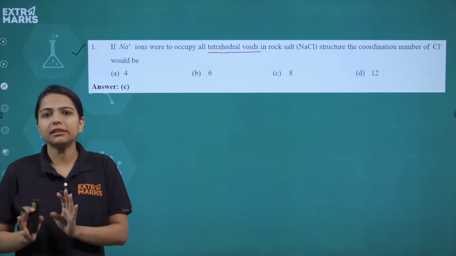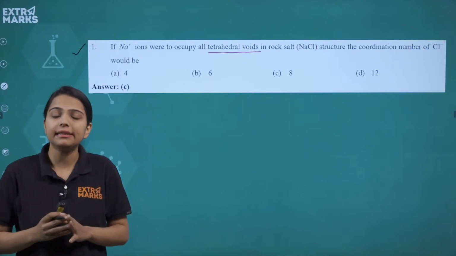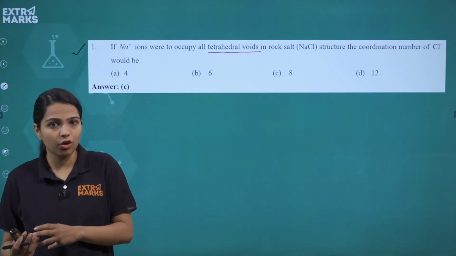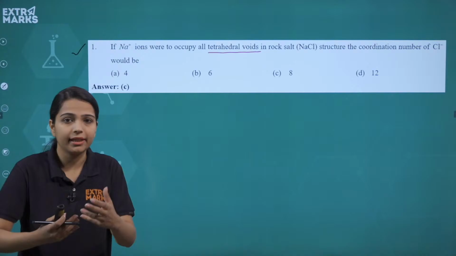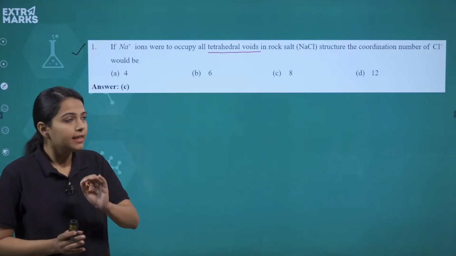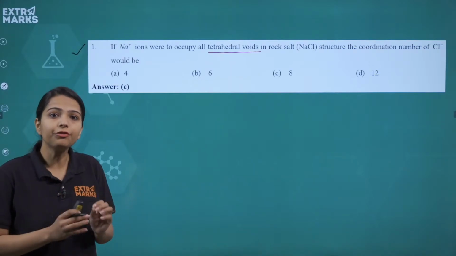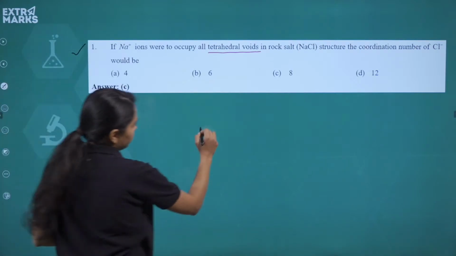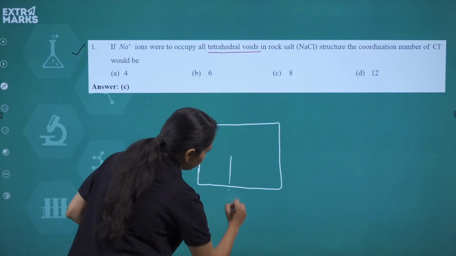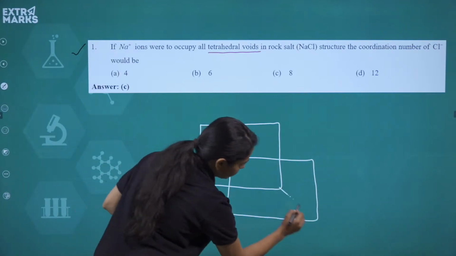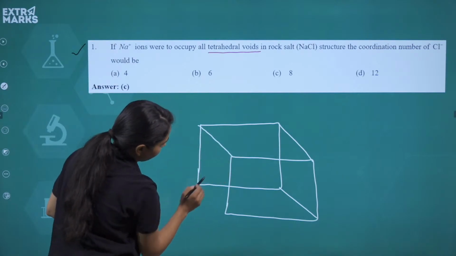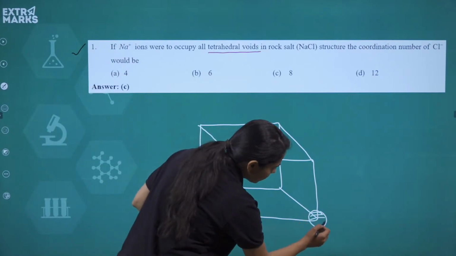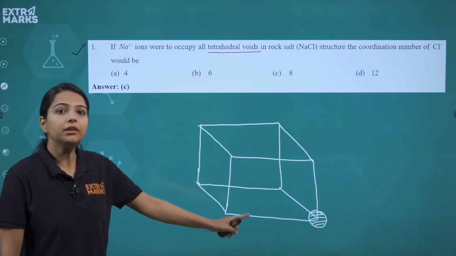If I just consider the actual structure of NaCl, there the coordination number of Cl- is 6, because these are present in the corners, and we have to check how many Na+ ions it is in contact with. Now over here, if I want to check when tetrahedral voids are occupied by Na+ ions, I'll draw the structure of a unit cell. We have the atoms present on the corners. Now this corner is actually in contact with 8 unit cells.